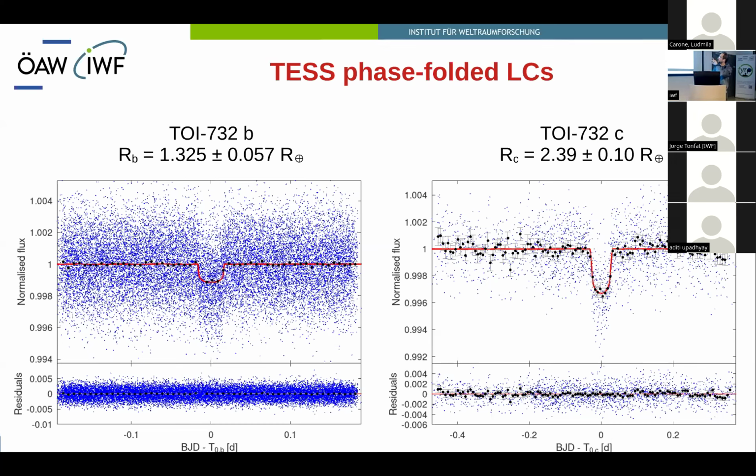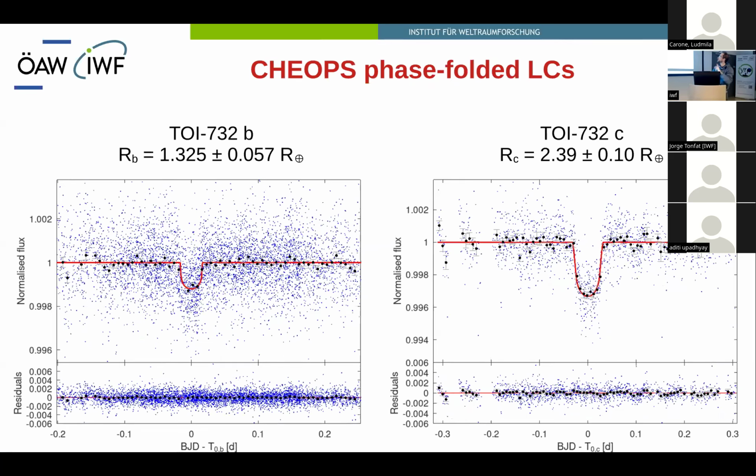What I would like you to focus your attention on in these 2 slides are the specific radii of these planets. So planet B has a radius of 1.3 Earth radii, and planet C 2.4 Earth radii. And this is going to be important during the discussion of the second part of our talk, but that is related to the radius value.